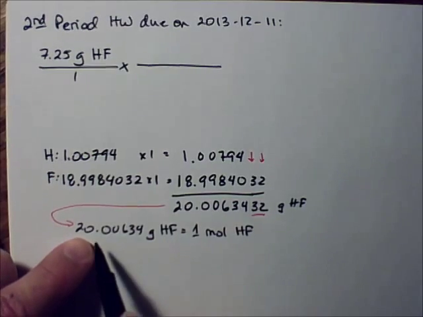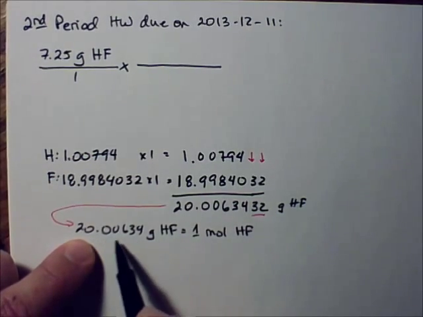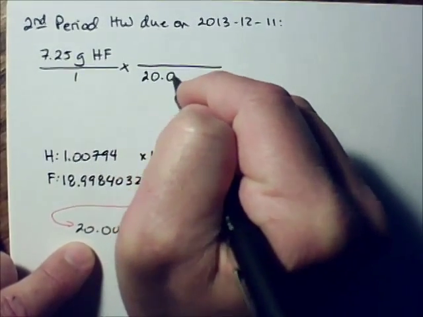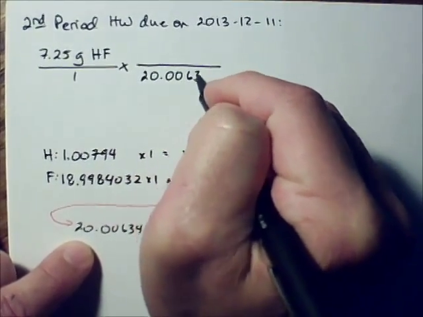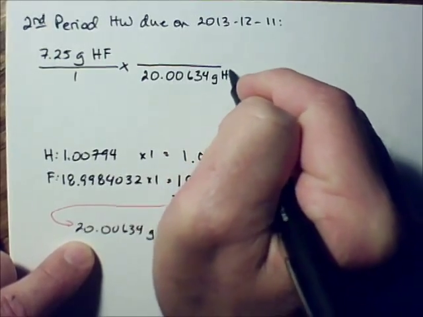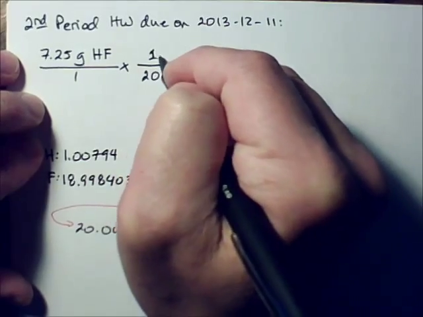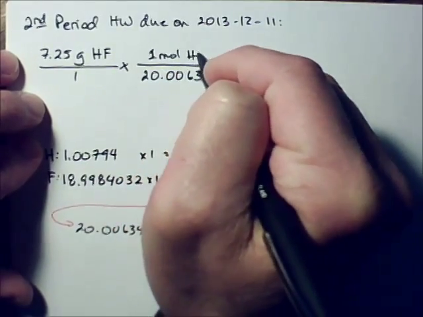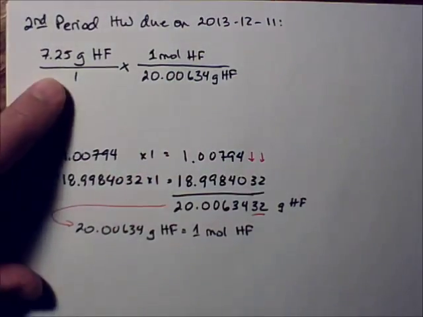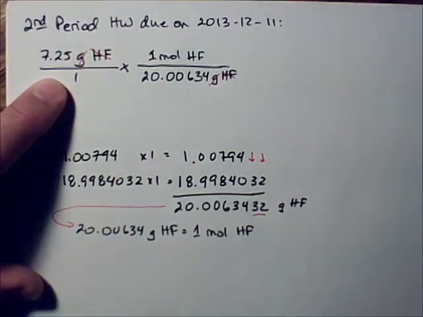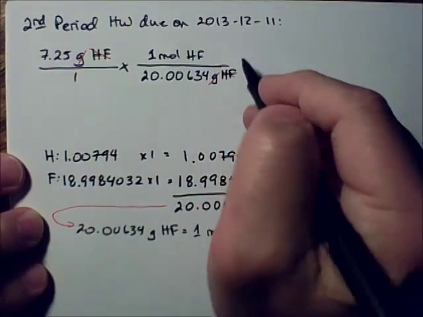And we do that by putting matching units and species and the number that goes along with it on the bottom here. And the other side of the equality statement goes on the top. And so we can cancel grams, and we can cancel HF. They can cancel just like X's and Y's in algebra.